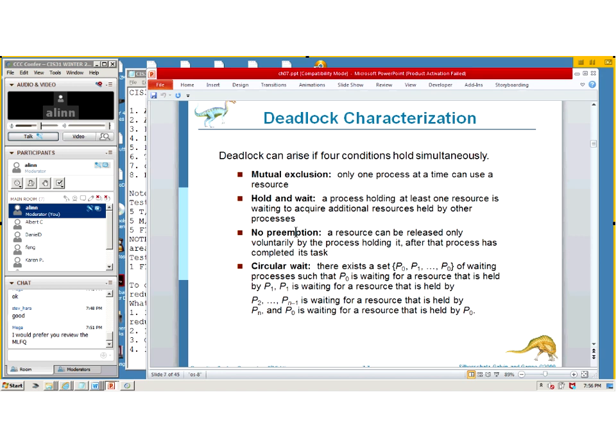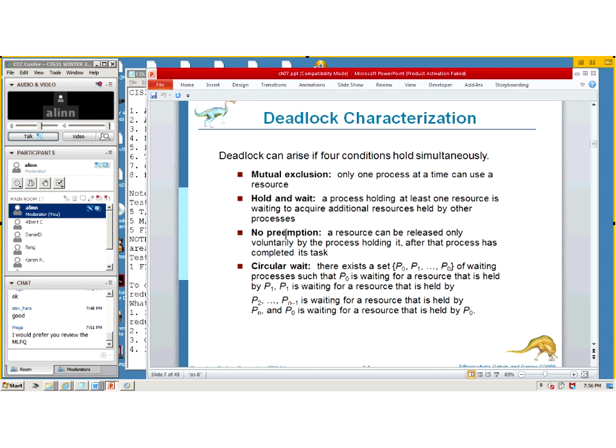No preemption. Now this is where, remember I talked about non-preemptive operating system versus preemptive? I don't want you to confuse it with this concept. This no preemption applies to a resource. A resource can only be released voluntarily by the process holding it, after that process has completed its task. In other words, when it requests a resource and the operating system gives it, it can't arbitrarily take that resource away while the process is still needing it.